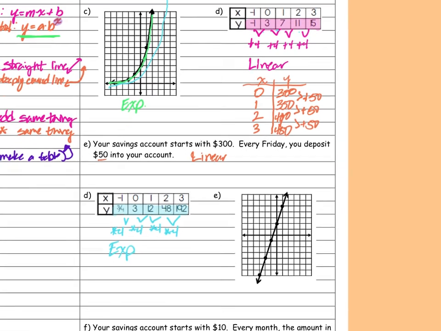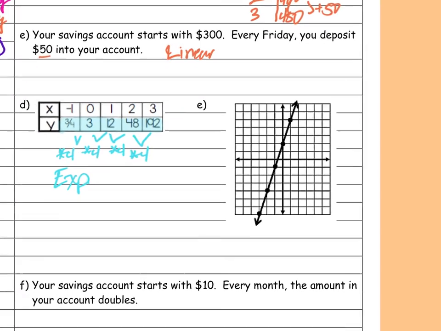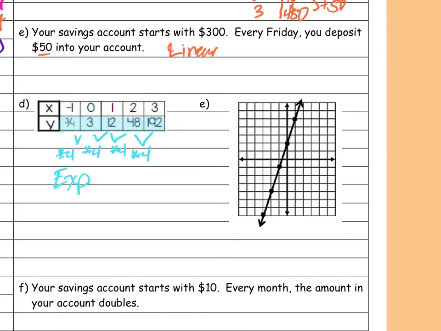Okay, so let's go to, I'm so sorry, E. Is E a linear or an exponential function? Nice, Mateo. Yeah. Anybody else have an answer? Yes, yes, Esther, good. Yes, Jonathan. Good, Roberto.